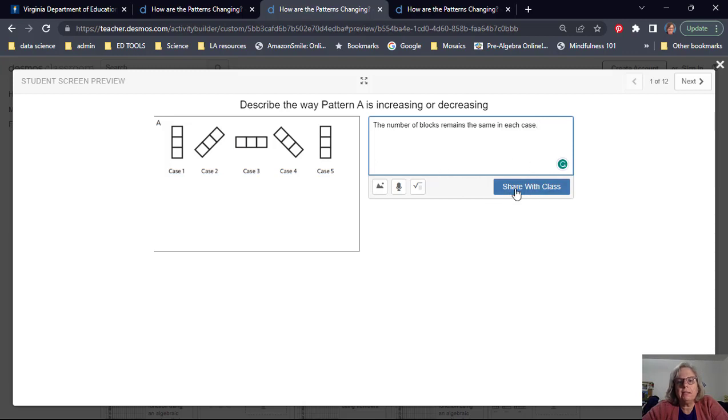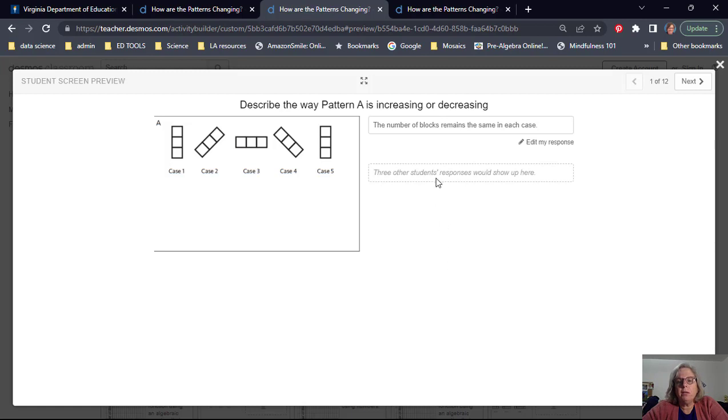And what's kind of cool is then they could share it with the class, right? If you want to, they could upload an image, they can talk it here, they can get a calculator if they need to type in fractions or whatever, okay? But they can also just share it with the class. So other students' responses, 3 of them would come here so I could see what they wrote compared to what I wrote.